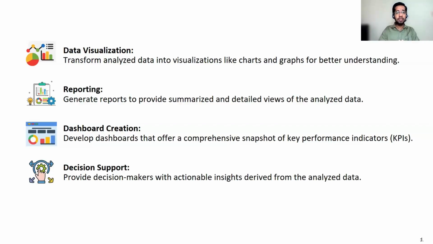The next step is the decision support. Decision support is the stage where business intelligence tools and insights are used to support the decision making process across the organization. This stage involves providing decision makers with the information and analysis they need to make informed decisions quickly and confidently. Business intelligence tools such as Power BI enable a decision maker to access real-time data, perform ad hoc analysis, and simulate the scenarios to evaluate the potential outcomes.